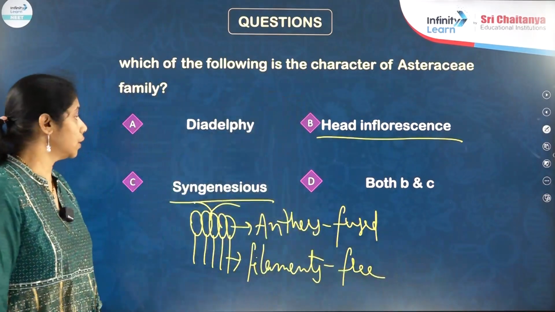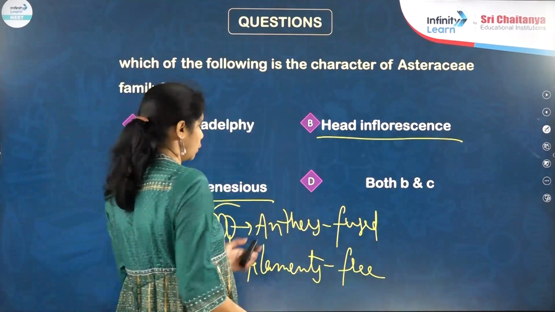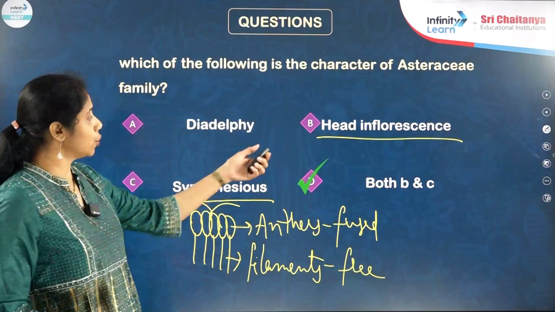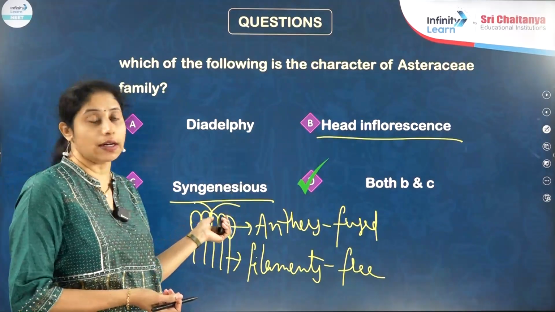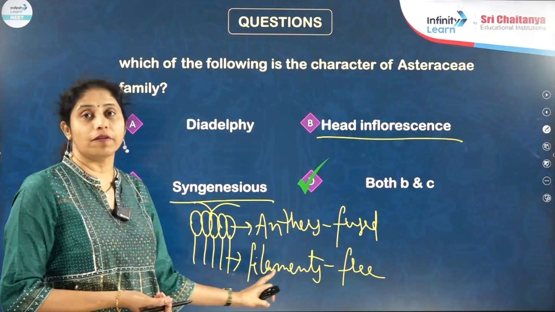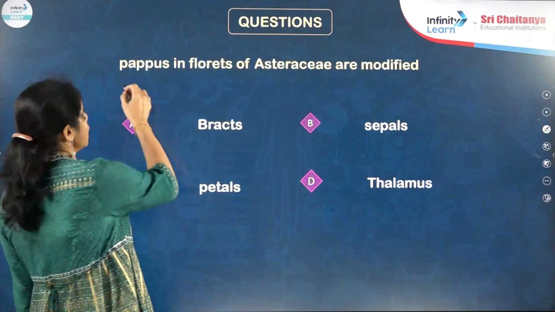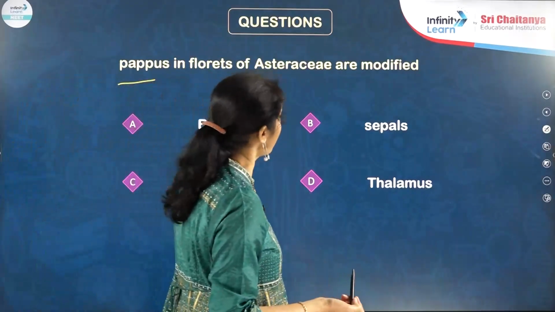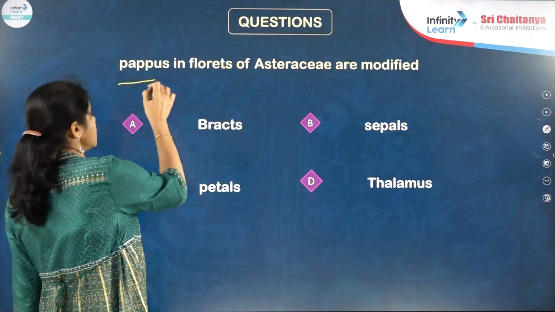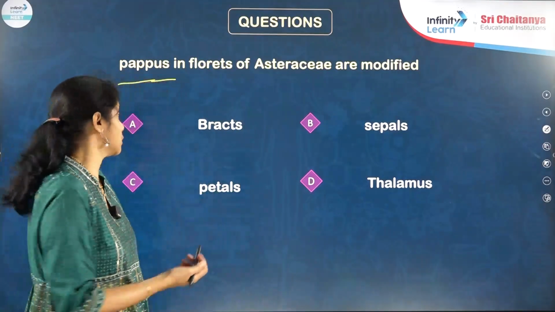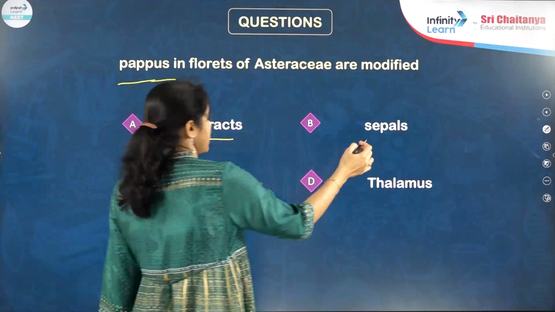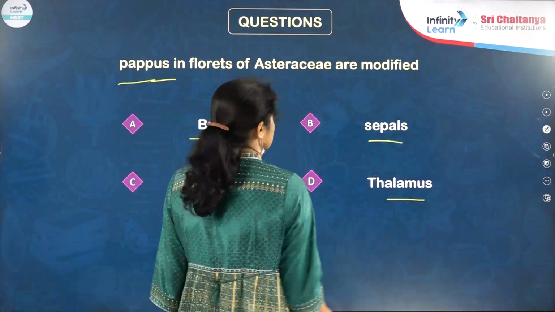So for this question, the correct option would be both B and C, because this family will be showing the head inflorescence, a capitulum, as in sunflower, then syngenesious condition where anthers are fused and filaments are free. Pappus in florets of Asteraceae is a modified part. Pappus is a modification of which part: bracts, sepals, petals or thalamus?